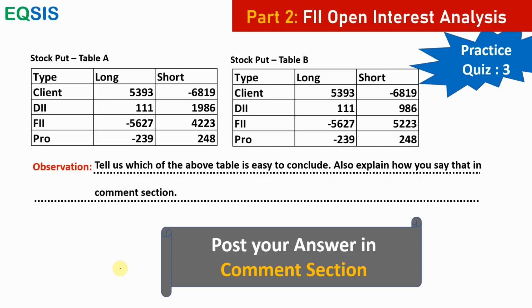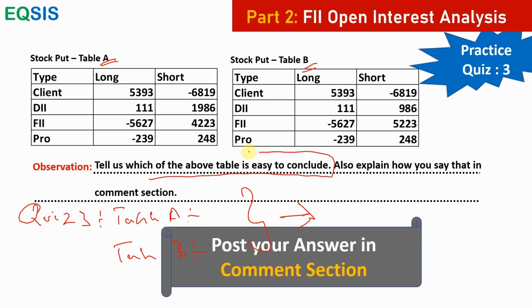Okay, now quiz 3 is pretty interesting, boss. You have table 1, table A and table B. So I request you people to share your quiz 3. What you have to do is, under the comment section, say it is quiz 3. And for table A, what is your observation? And then for table B, what is your observation? And which particular table are you going to use further? I'm asking you, which table becomes easy for you people? That is what you have to write in the comment section.